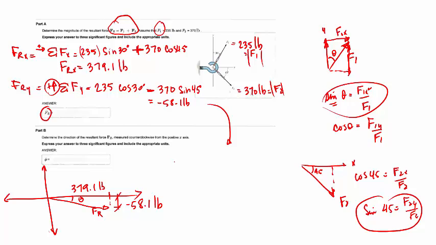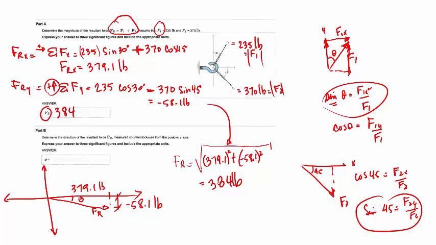So when I'm going to calculate my resultant force using the Pythagorean theorem, then of course I have the square root of 379.1 squared plus 58.1 squared. And negative squared is a positive, so the magnitude is 384 pounds. So 384 goes.